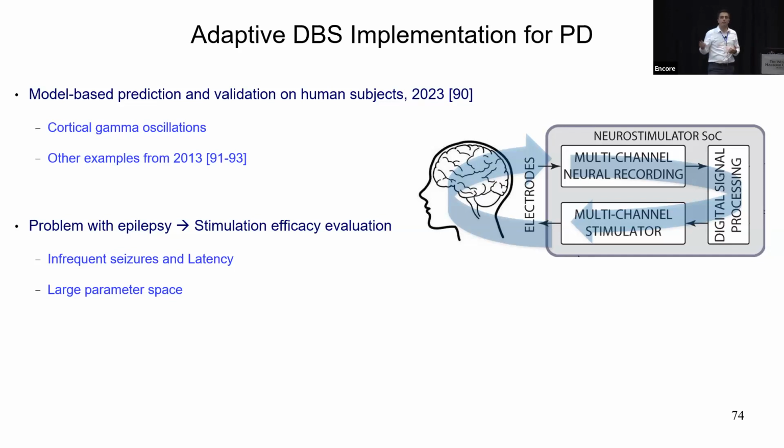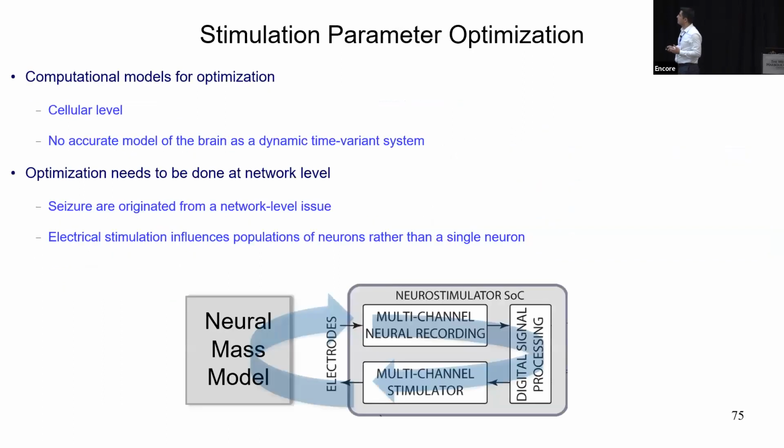It's going to take years, if not the lifetime of the patient, for us to actually optimize these stimulation parameters in this adaptive way, right? So because of that, we could look into computational models and see if we can actually use them to optimize the stimulation parameters.